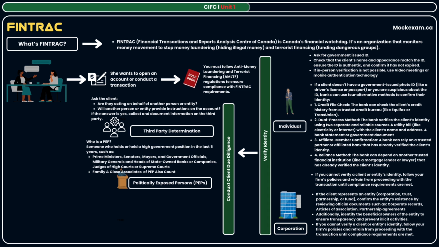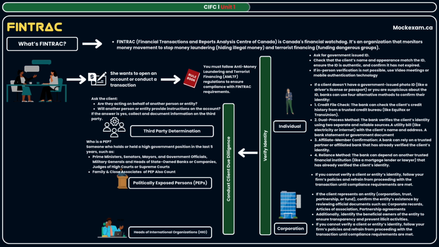Then military generals and heads of state-owned banks or companies, judges of high courts or supreme courts, family and close associates of PEPs also count as PEPs. Okay, these are PEPs, politically exposed persons. We need to know if our client is a PEP or not.